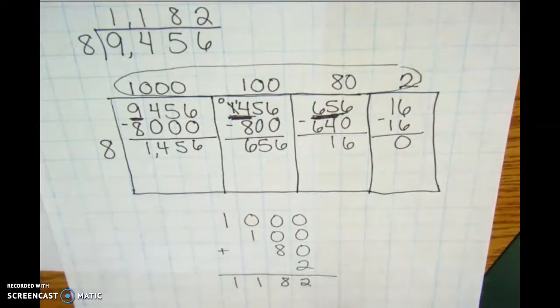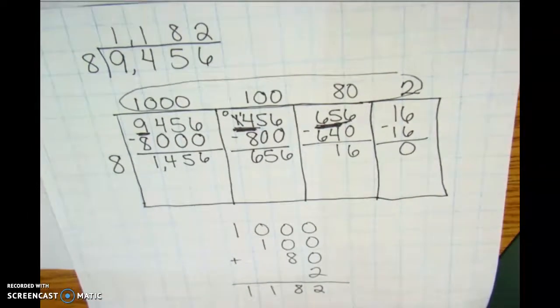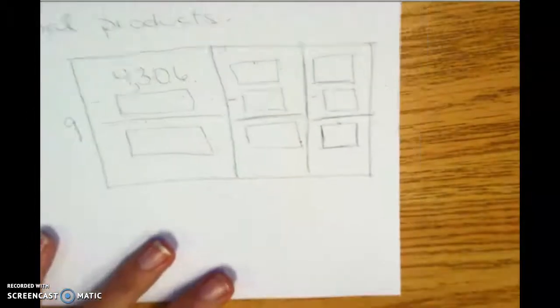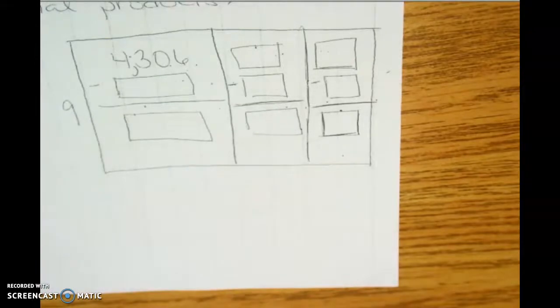Now, there will be times where the students are going to be given a problem that is already set up like this. Now with this, they don't have as much freedom of picking what multiples they think would be closest because they have some preset boxes already.